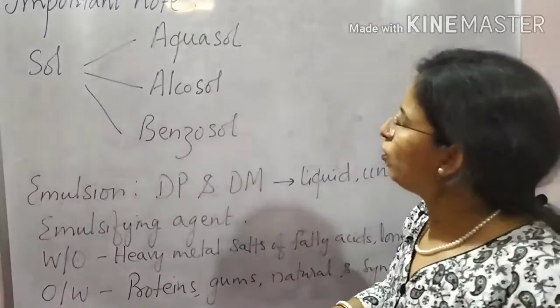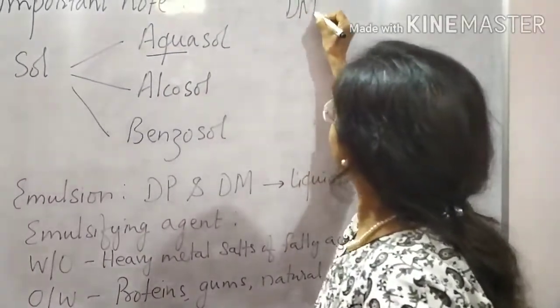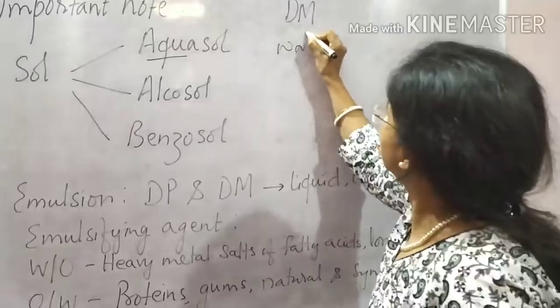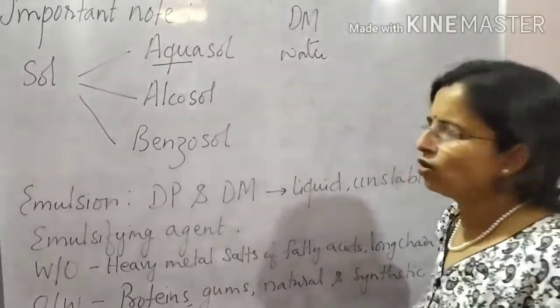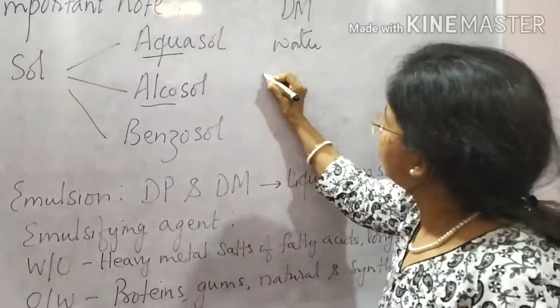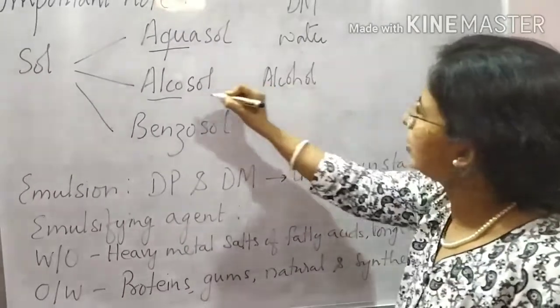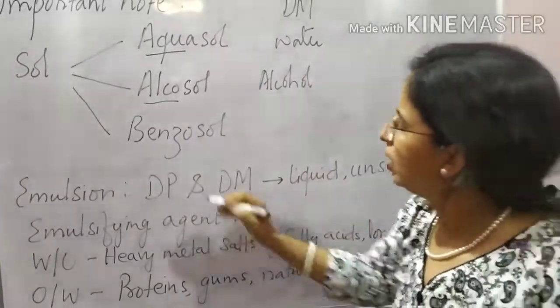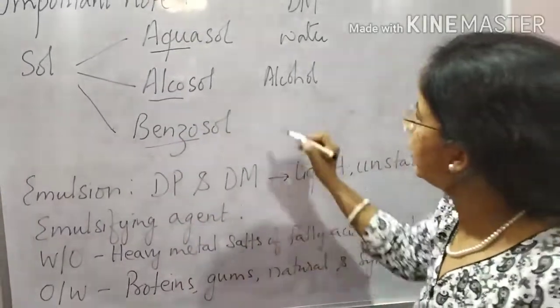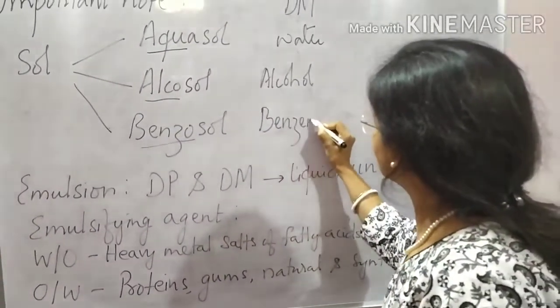When do we call aquasol? When the DM is, that is dispersion medium is water, then we call it as aquasol. Alkosol, when the DM is alcohol. Name itself suggests, अगर DM alcohol है तो alkosol. Benzosol, so when the DM is benzene, then we call it as benzosol.